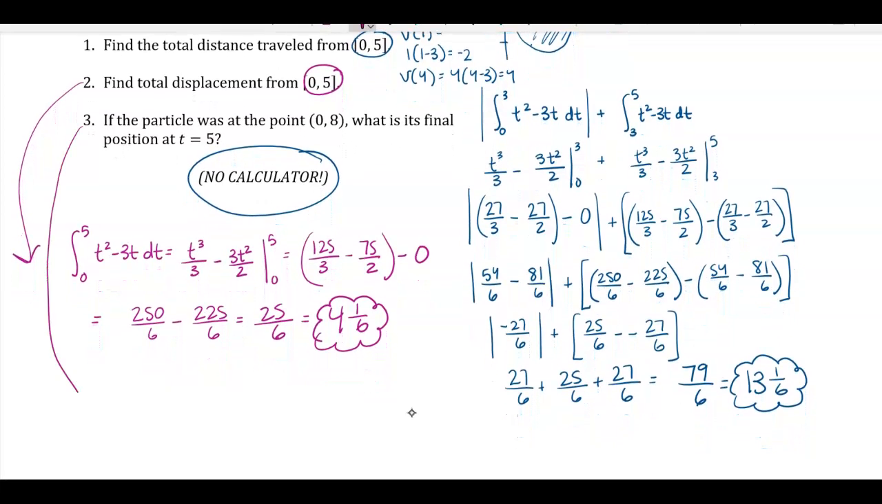And then lastly, for number 3, we started at 0, 8, and again 0 is time and 8 is your distance. So final position is going to be 8 plus our displacement, so 8 plus 4 1/6. So the final position of this particle would be 12 1/6.